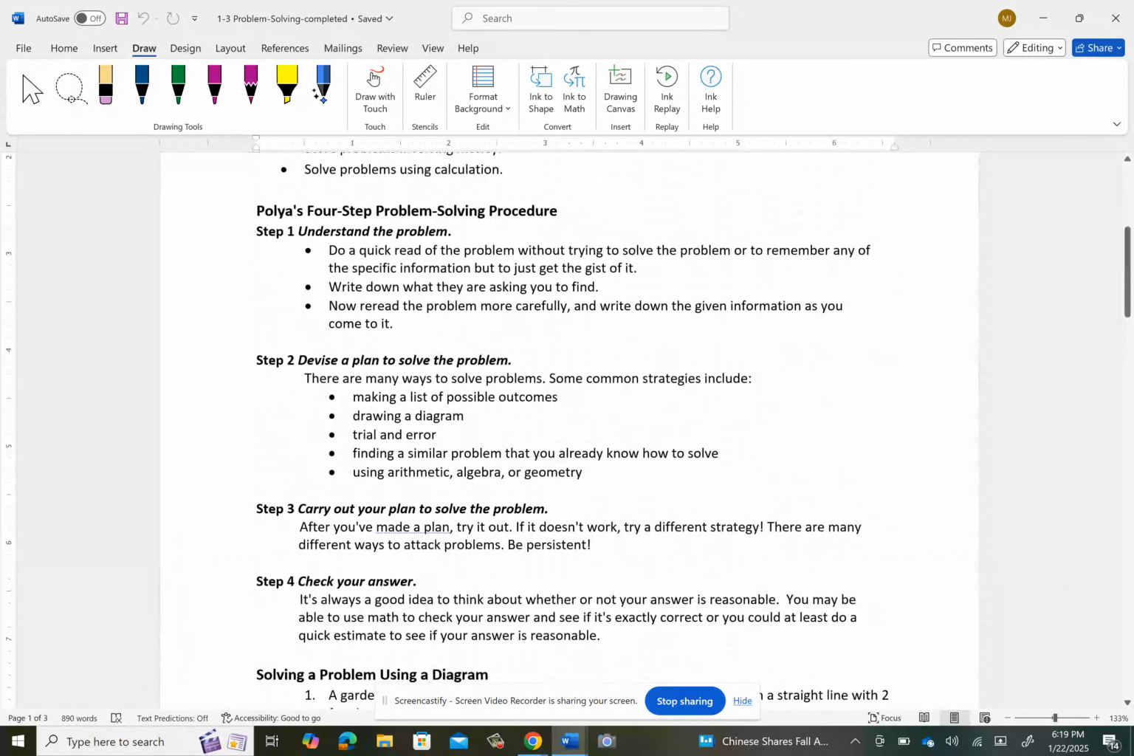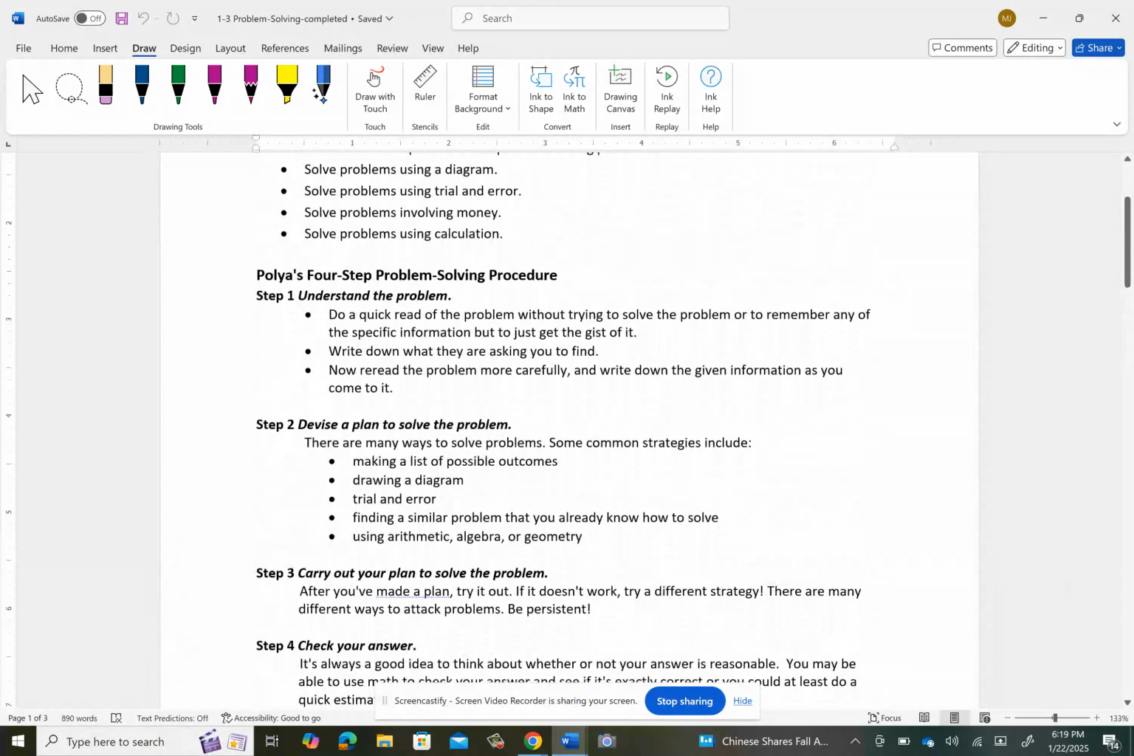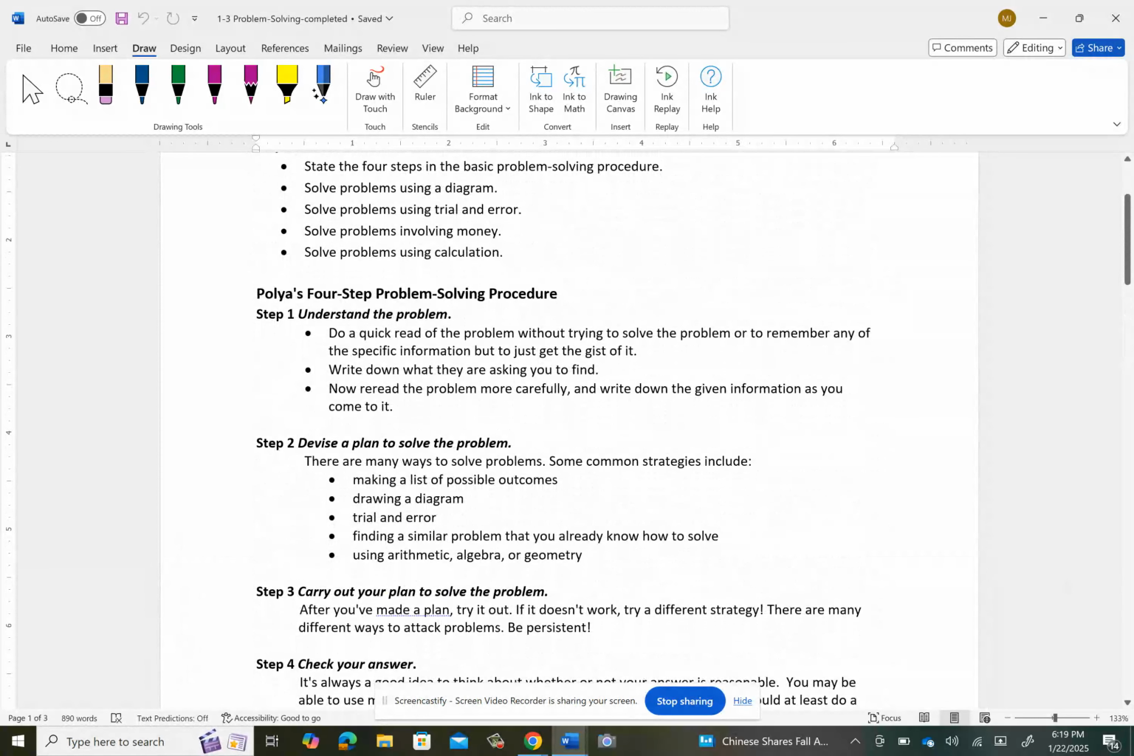not bad to think about. First, you really want to read the problem. Just a quick read. Don't try to hang on to the specific information, but just get the gist of it. Think about what you're given and what you're asked to find. That's understanding the problem.